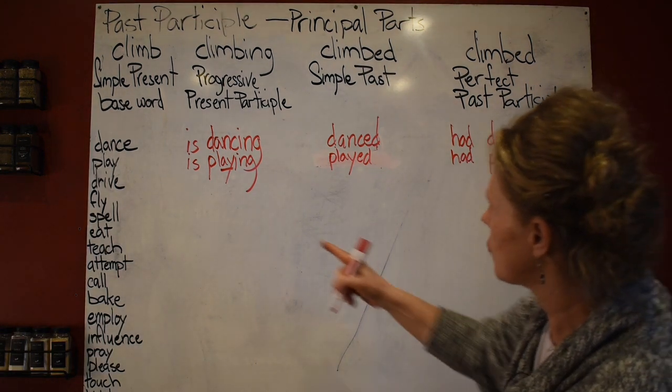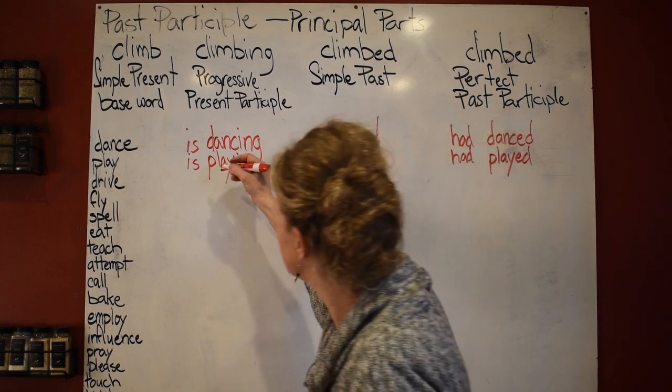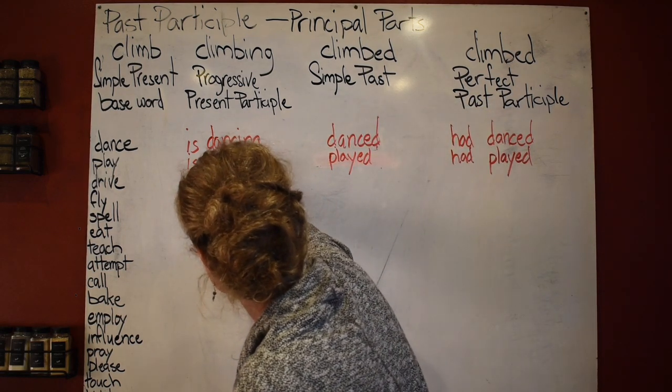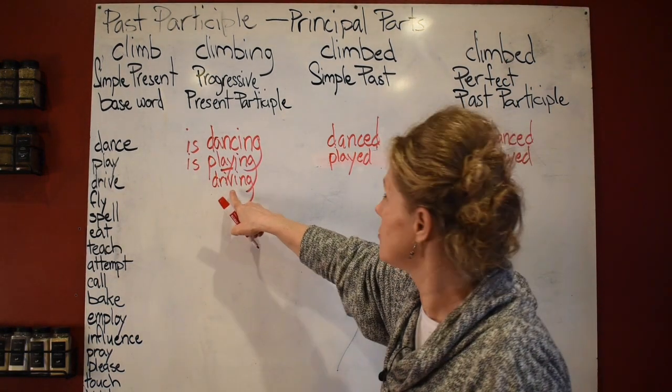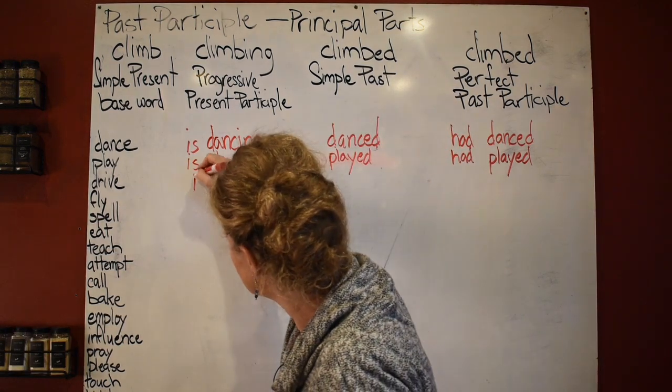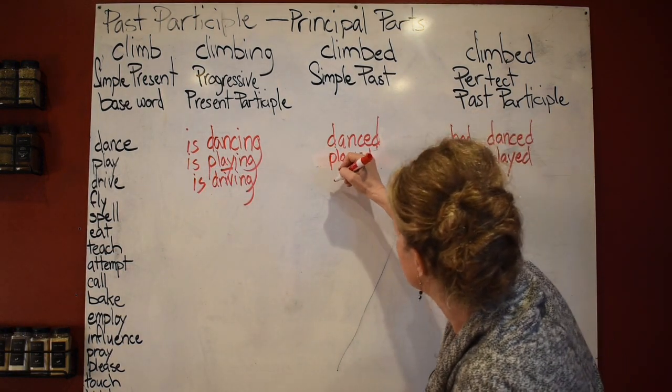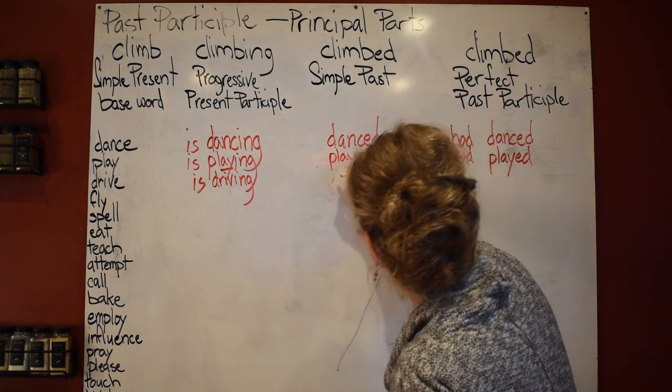Okay? Drive. What are we going to do there? We're driving. Drop the E and add your ing. Drop the E and add your vowel suffix. Is. This is an irregular verb.